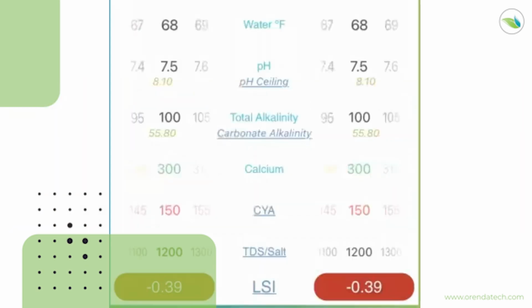If it's a color-coded factor, like calcium, carbonate alkalinity, or pH ceiling, and you have a red number on there, pay attention to that number. It's red for a reason. We're trying to tell you, you do not want this number in your pool. Do something about it. A little subtle hint, I will say.